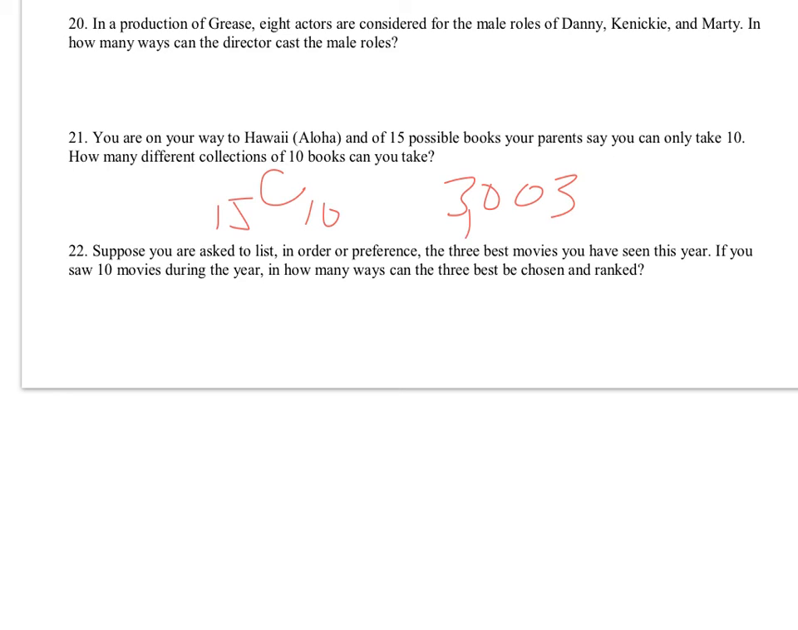And last but not least, 22 was also asked. Suppose you are asked to list in order of preference the 3 best movies. Order matters here. Order of preference. It's like a first, second, third type of thing. Movies that you've seen this year. You saw 10 movies. Order matters. Permutation, you're picking 3 of them by ranking them. So again, this is where you have to go to math, probability, and this time you want permutation. So there's 720 ways that you could do that.